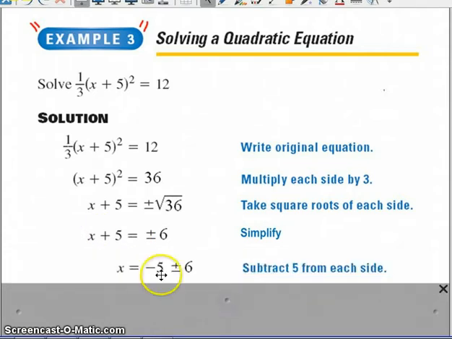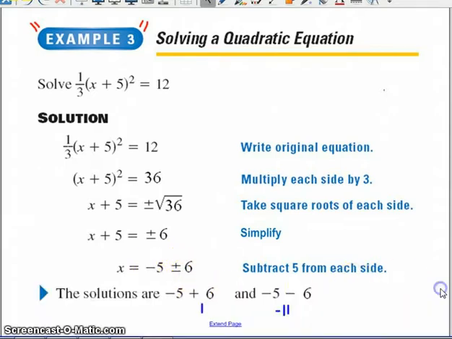So it could be x equals minus 5 plus 6. It could be minus 5 minus 6. And remember that minus 5 plus 6 is equal to 1. Minus 5 minus 6 equals negative 11. And 1 or negative 11, those are your two values here for x.